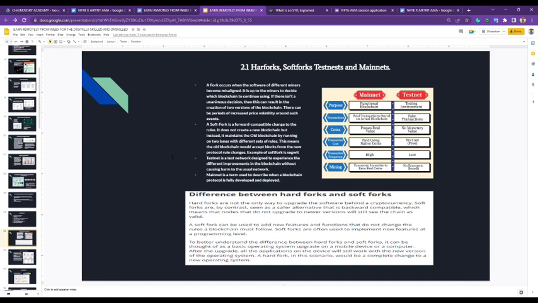Hive is an example of a fork that came out from the Steem blockchain. Blurt is another example of a fork that came out from the Steem blockchain.